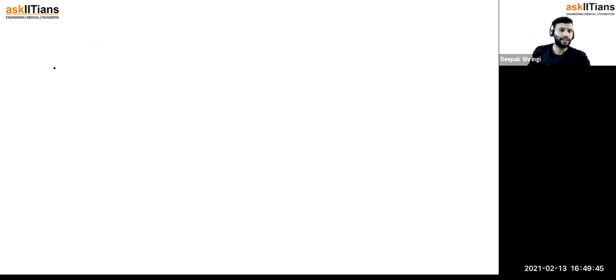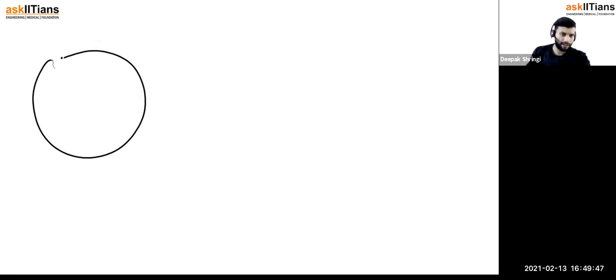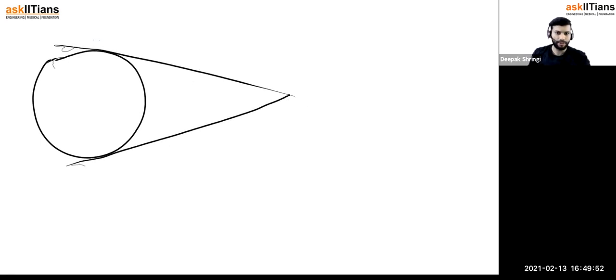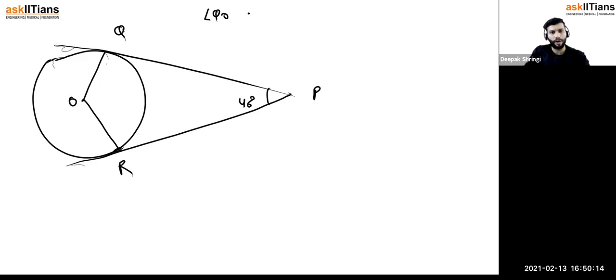The question is like this: you have a circle, and there's a tangent to the circle, and another tangent to the circle. And this has been joined with the center like that. This angle is given to you, it is 46 degrees. So OQ, PR are tangents, right? The diagram will be a bit like this. You need to find the angle QOR, right? Very easy question. Just pay attention, you'll be able to solve it very easily. Tell me.